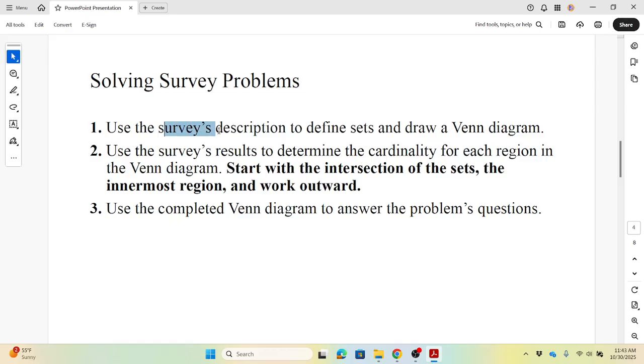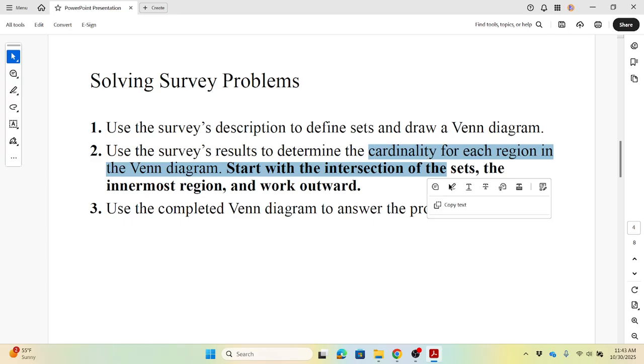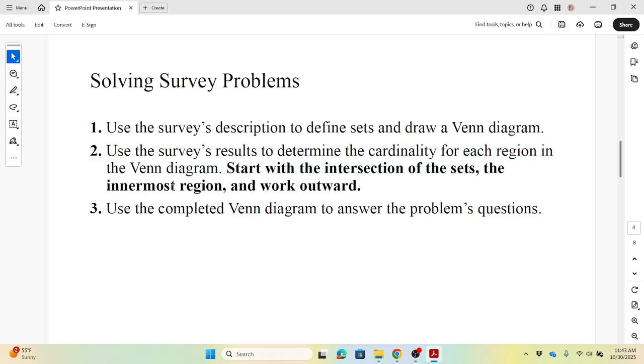First of all, you need to use the survey's description to define sets, and then from there you can draw a Venn diagram. And then using the survey result, you need to find out the cardinality for each of the region in the Venn diagram. Start with the intersection of the sets, the innermost region, and then work outward. Use the completed Venn diagram to answer the problem question. So that's the goal. Let's see some questions.